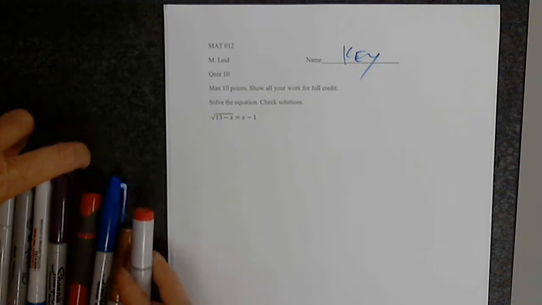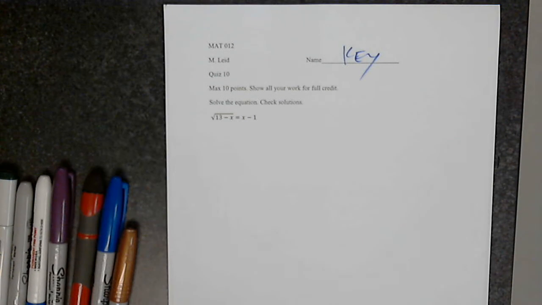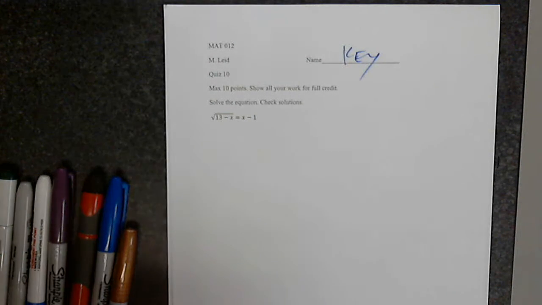It doesn't say. It says solve the equation. So what type of equation is it? Because if I am able to correctly identify the type, I'm thinking that I should be able to solve it correctly. What type of equation is it?